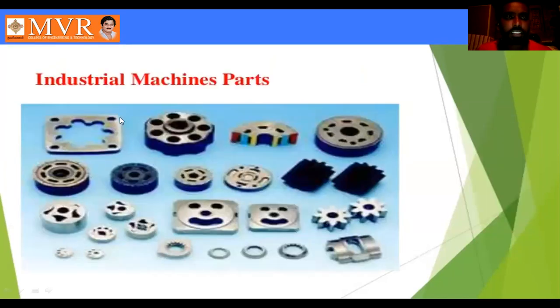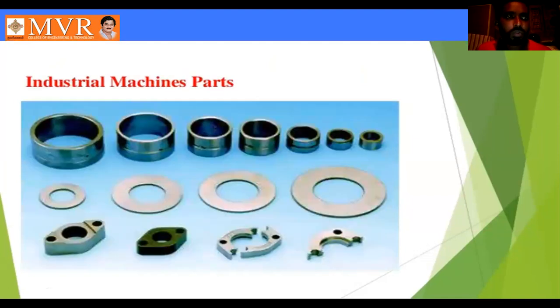See here, industrial machine parts. By using the sintering process, or metal powder metallurgy, we manufacture machine parts. Engine machine parts, industrial machine parts. Some examples are sintering or compacting machines that we are using. Machine parts are also made by using this powder metallurgy.